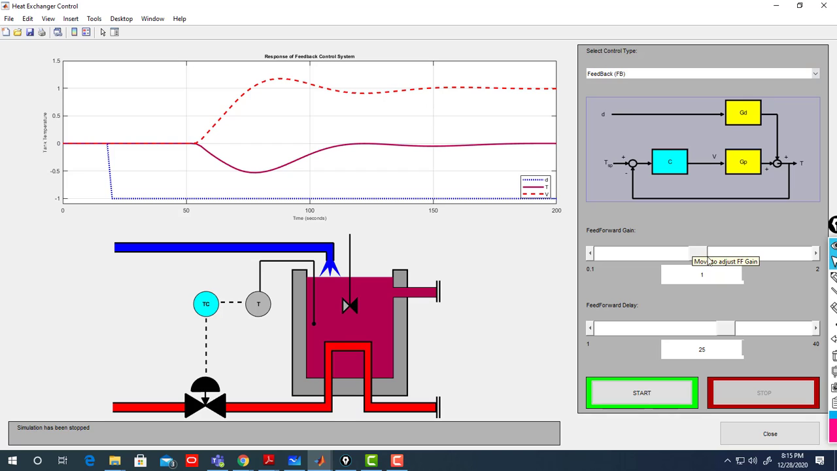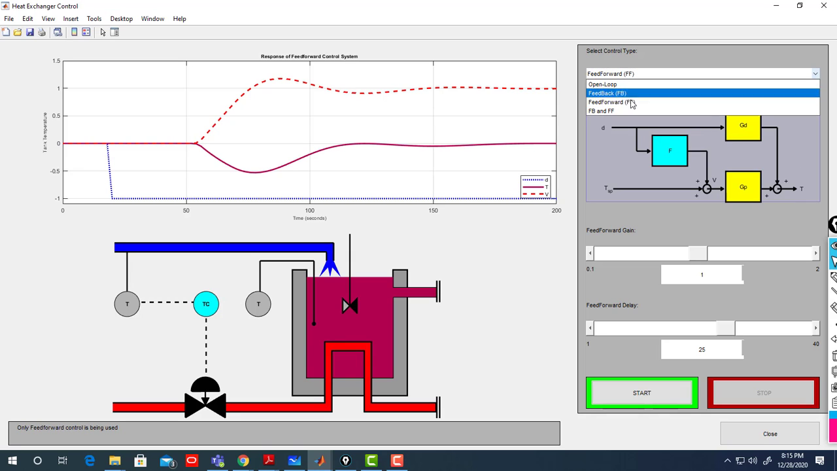Of course, if you have more uncertainty when you compare feed forward with feed forward plus feedback, you can see in a more clear way the importance of the feedback controller, because it will take care of modeling error.